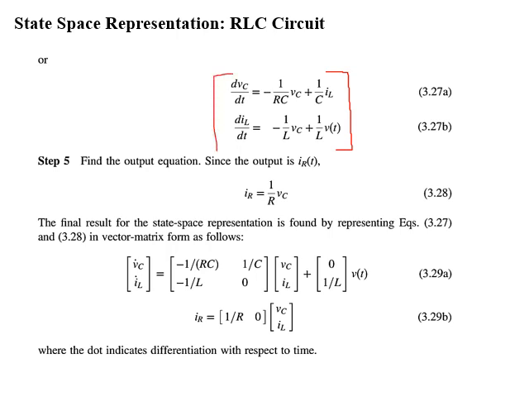Now for output, we know that current through resistor is output of the system, and the current IR is equal to voltage across resistor, which is also equal to VC divided by resistance of resistor. Now the equation 3.27a, 3.27b and 3.28 completes the state space representation for this RLC network.